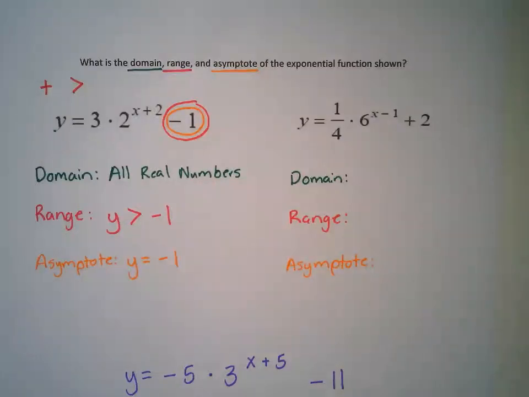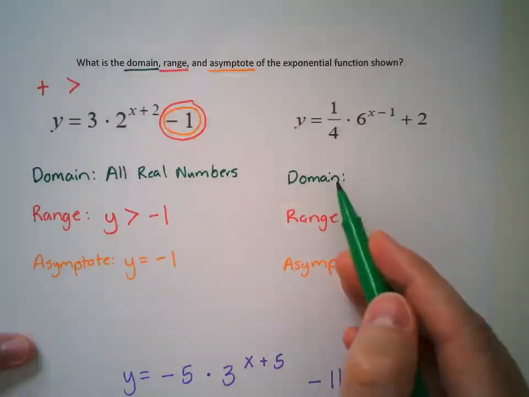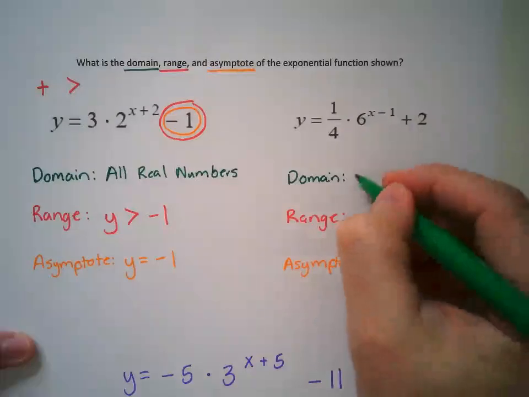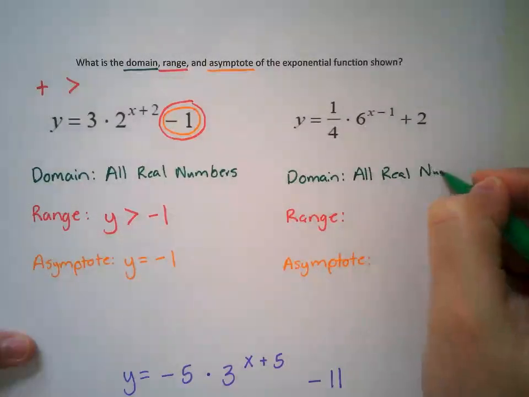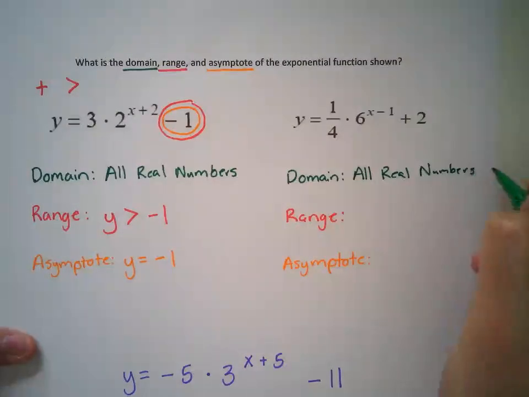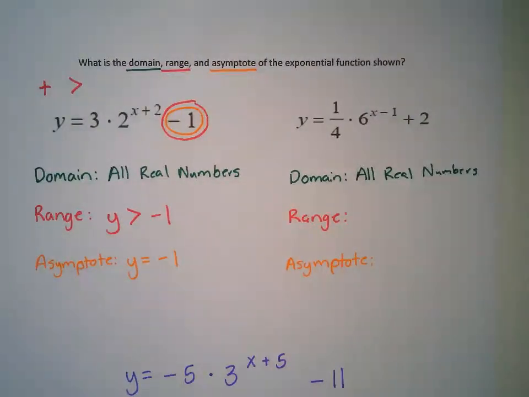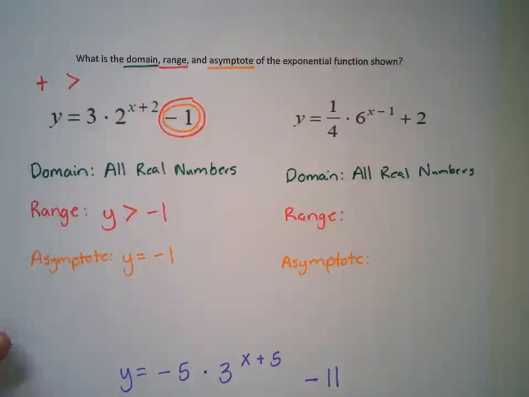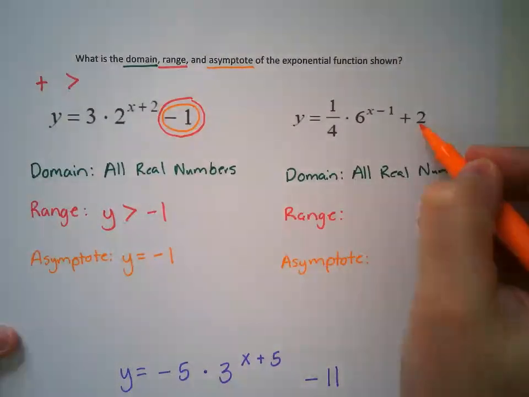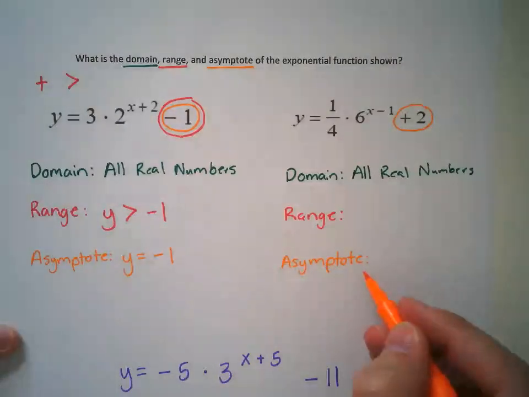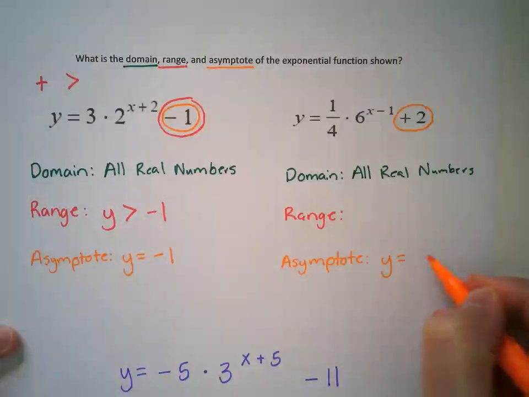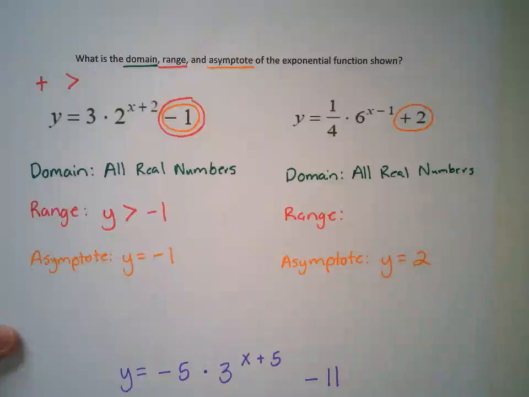So let's look at a couple more examples here. Again, for the next example, the domain is always all real numbers. Every single time, people. All real numbers. Then we look at the asymptote. Again, we look at that number at the end. So that's a +2. So the asymptote is going to be y equals 2, because that's what it is, a +2. That's how we write +2.